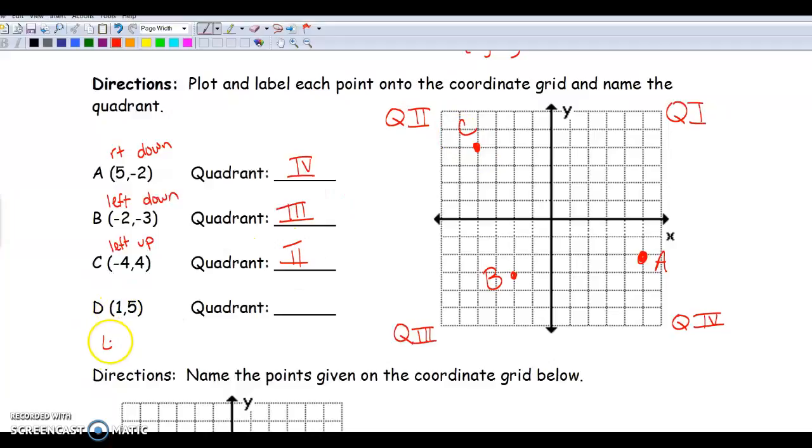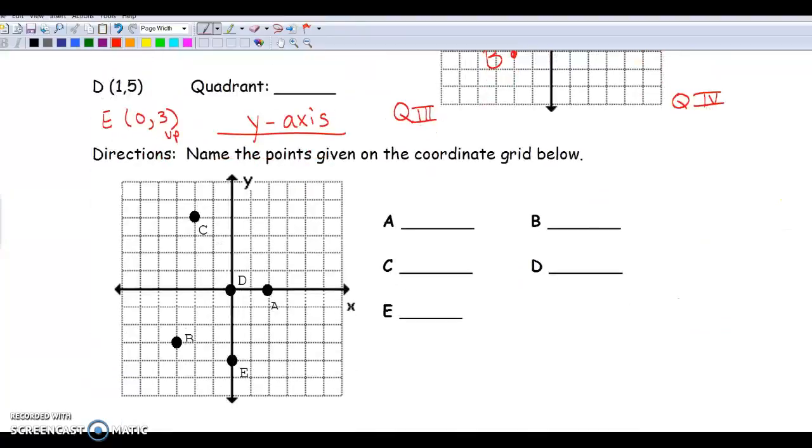I'm going to skip D. Let's say that you had E at like 0, 3. All right, 0, 3 means you would not go left or right at all, and you would go up 3. So instead of going left or right, you just go straight up 1, 2, 3, and you would put a point there. We'll call it E. And if it asks what quadrant it's in, it's not actually in a quadrant, it's in between. Instead, you would just say that it's on the y-axis. So if it doesn't actually land in a quadrant, it lands on an axis, then just put that on the line instead. And I think you'll see that on the homework.